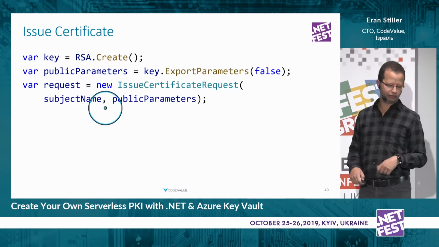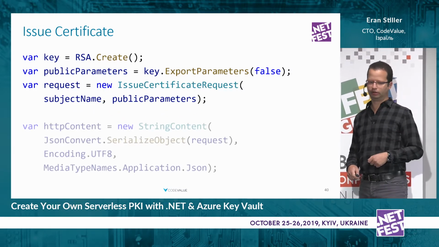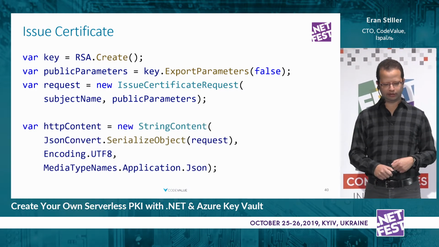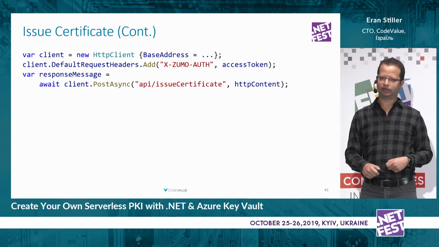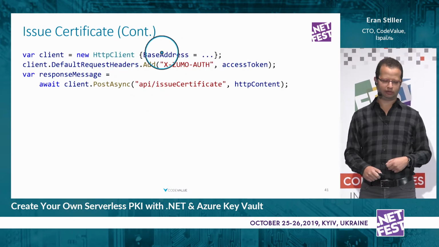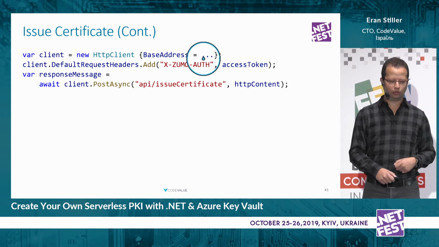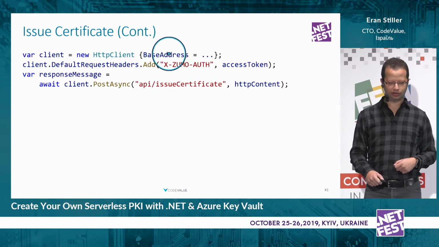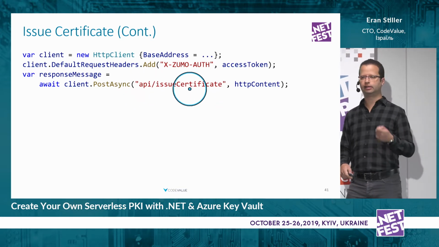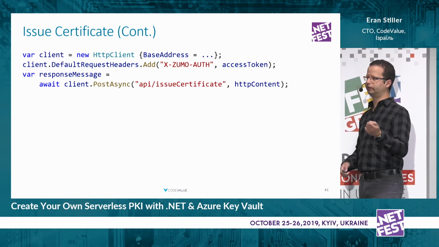Once we have the request, we put it in HTTP string content. We create the client with the base address of the Azure function. We add the access token that we got. We need to add this header. This is what the header is called for app service authentication. We post it to the Azure function, and we get back our response. Remember, the response contains a base 64 encoded certificate.